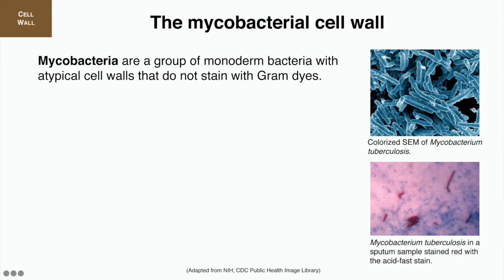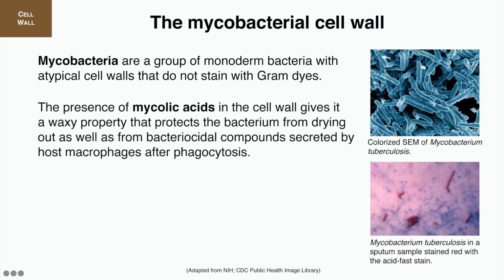Mycobacteria are a group of monoderm bacteria with atypical cell walls that do not stain with gram dyes. The presence of mycolic acids in the cell wall gives it a waxy property that protects the bacterium from drying out, as well as from bactericidal compounds secreted by host macrophages after phagocytosis.